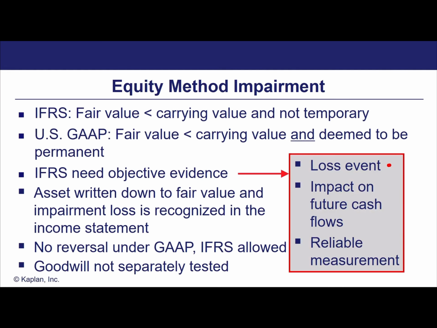Okay, so equity method impairment. Now notice IFRS says fair value below carrying value, US GAAP says fair value below carrying value. There is a slight difference in terminology. IFRS says not temporary and US GAAP says permanent. And I would be a little bit careful with fair value. If you remember back to your level 1 studies, US GAAP always compared fair value to balance sheet value. IFRS compared the higher of fair value minus any disposal costs and value in use. And actually, strictly speaking, it's going to be the same here.